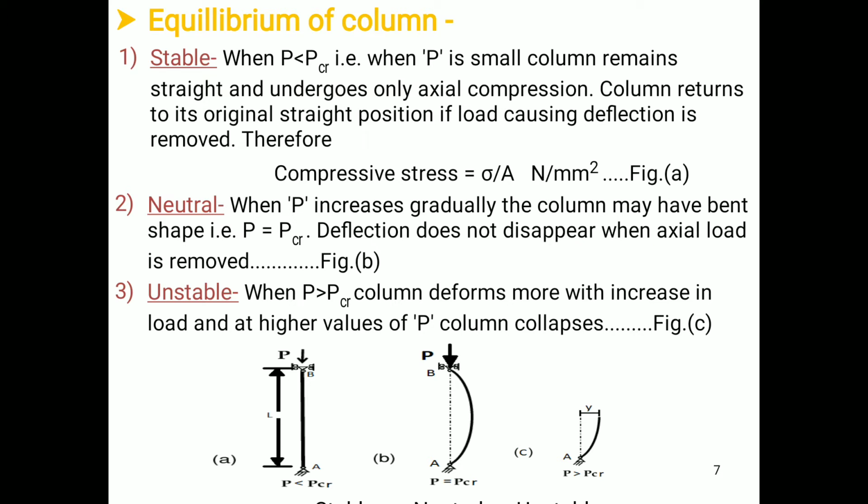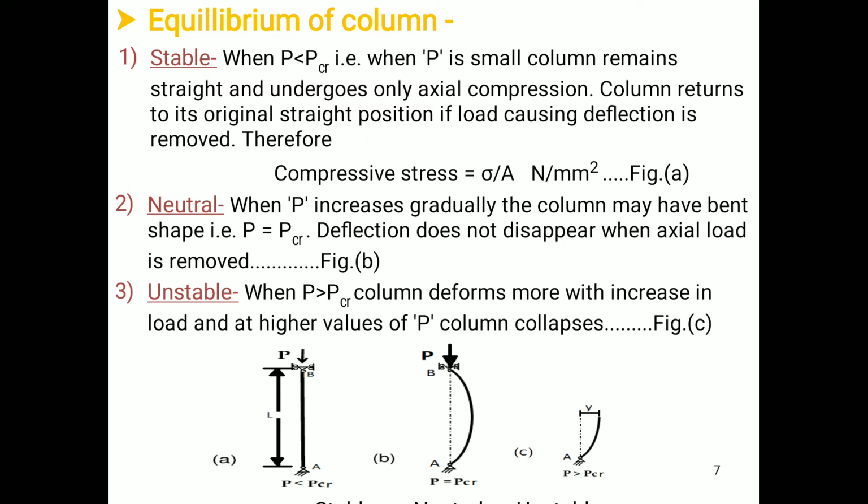So what does it mean? When we go on increasing the load P gradually, the column will start buckling laterally, and it will acquire a bent shape. As soon as we remove that particular load the column does not regain its original position; the column remains in a bent shape only. Therefore for neutral equilibrium our value of P is equal to the critical load, and it has been shown in figure number B. P is equal to P critical.